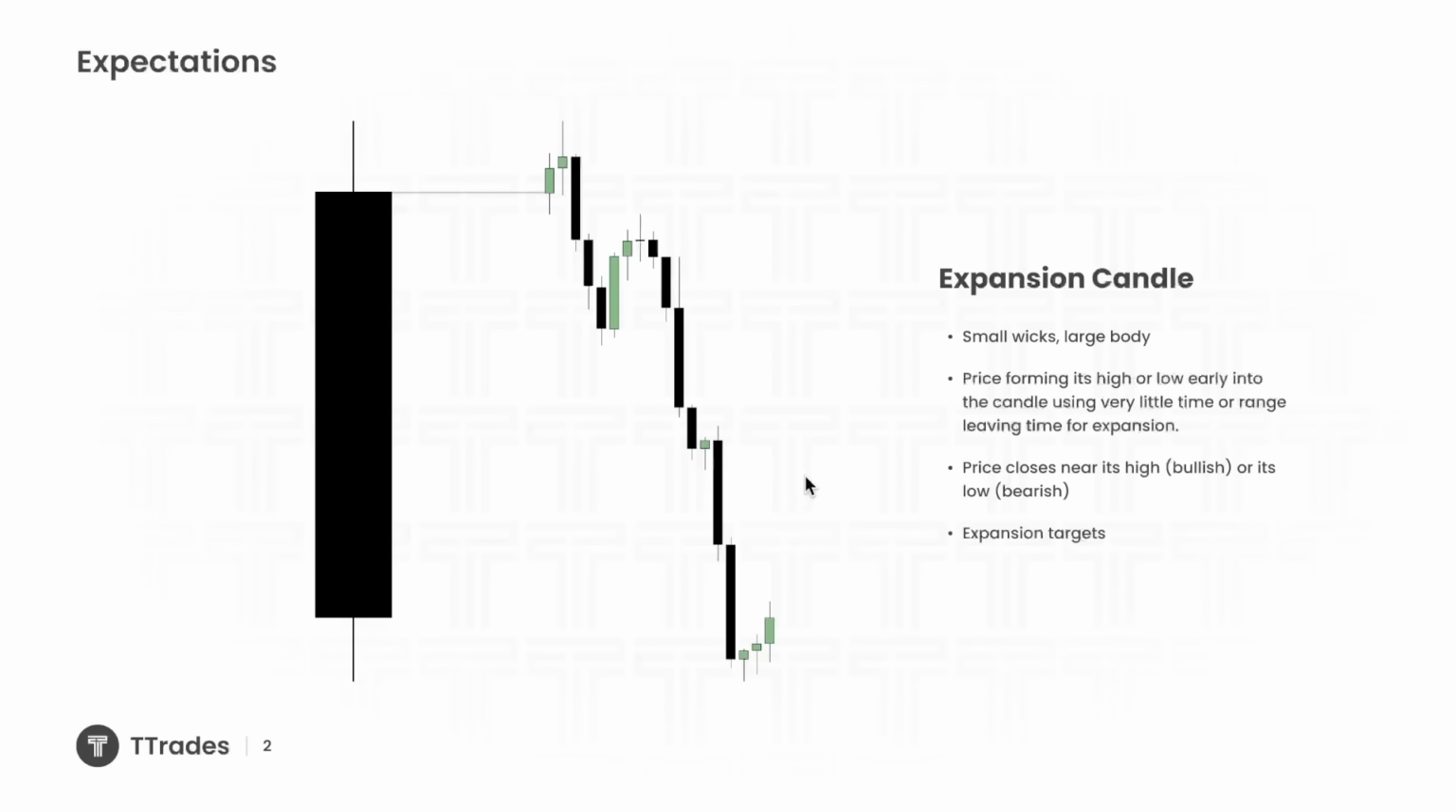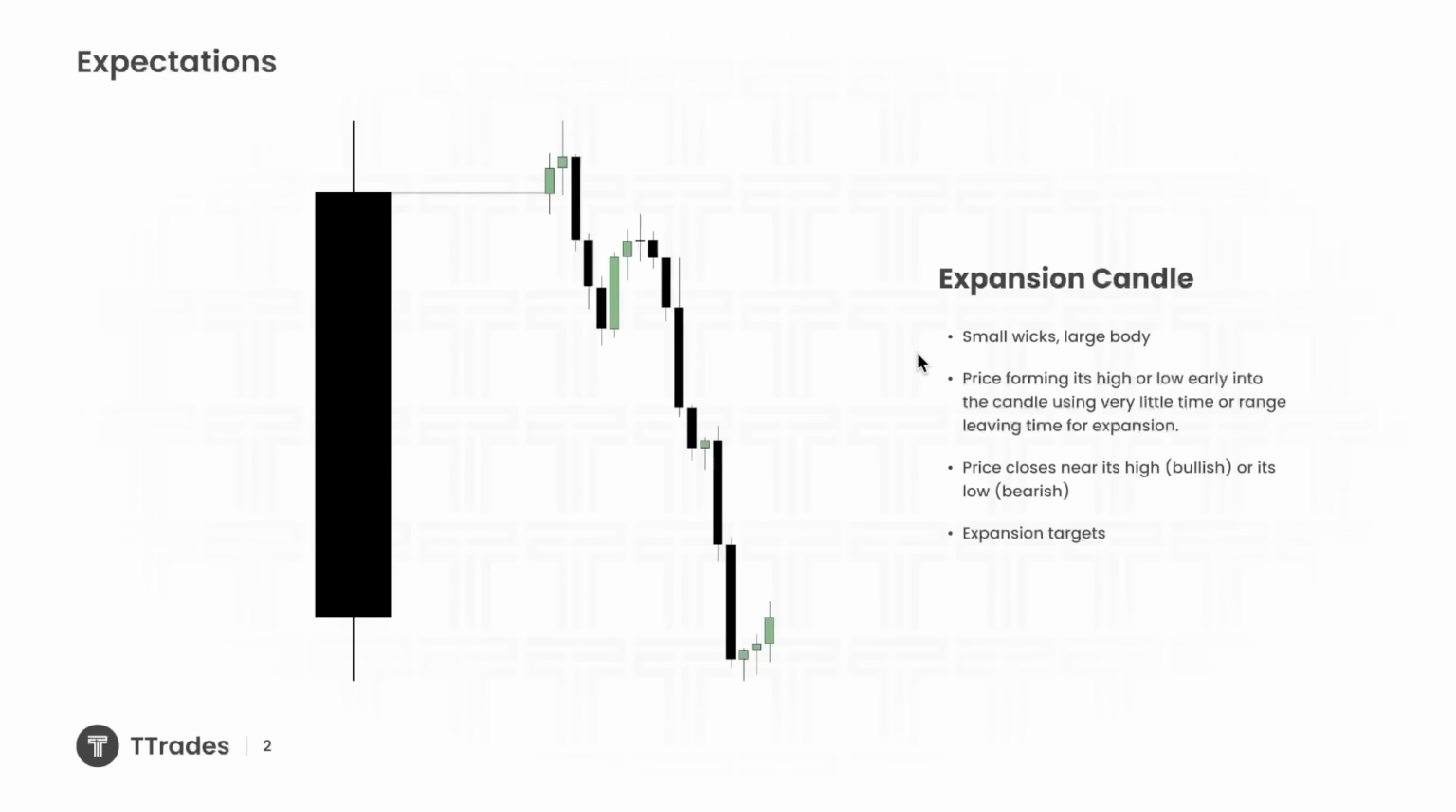So let's take a look at an expansion candle. You can see on the lower time frame here, we have that shallow opposing run where price opens, makes its high, and then has displacement lower. You can combine this with the phases of price where you have expansion, retracement, expansion, and generally these expansion candles are going to close into its highs or lows.